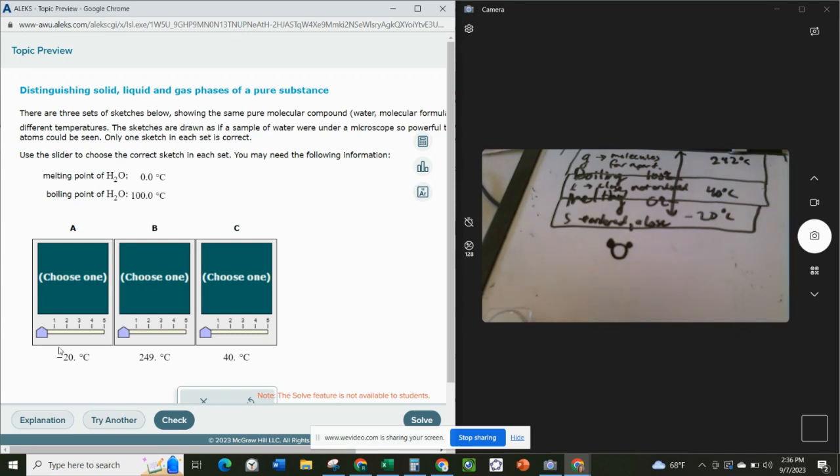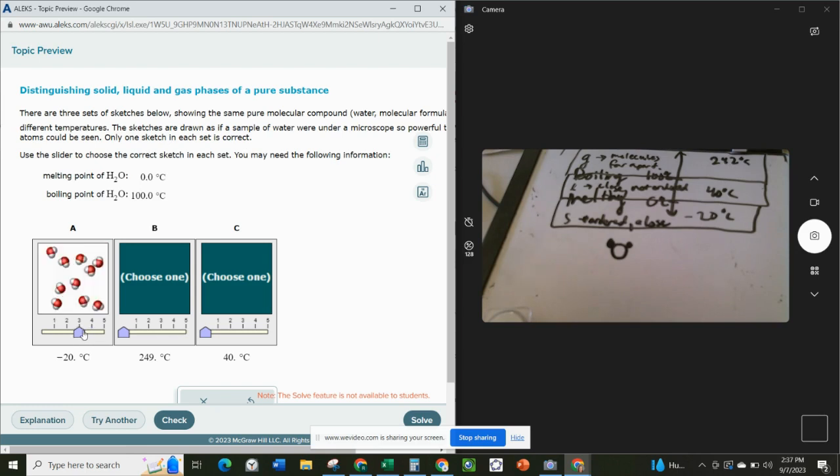So this first one was, we need this one to be a solid. So we're looking for water. This is not water. These are not bonded together. So not water, not a good model. This one is a liquid. The water molecules are sliding past each other. This one is a gas because the molecules of water are far apart from each other.